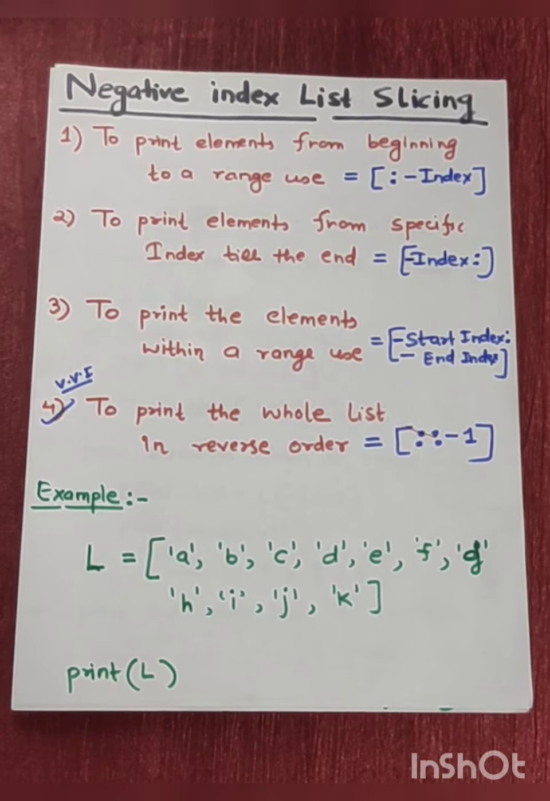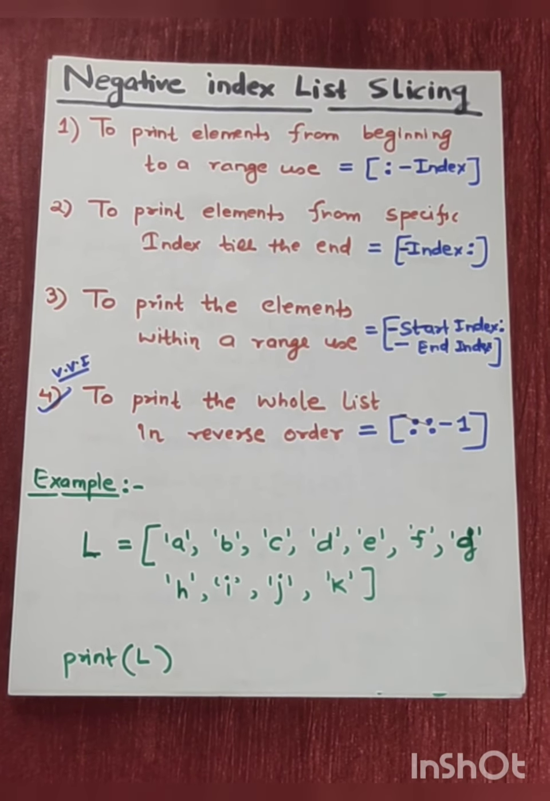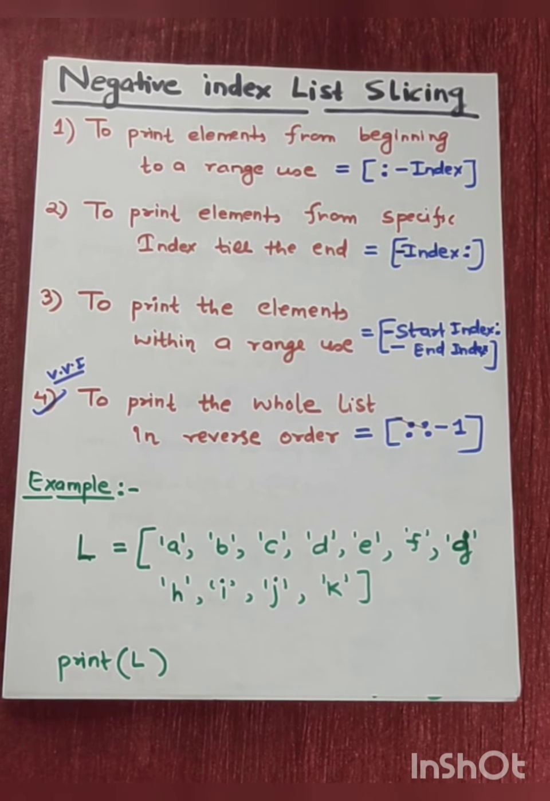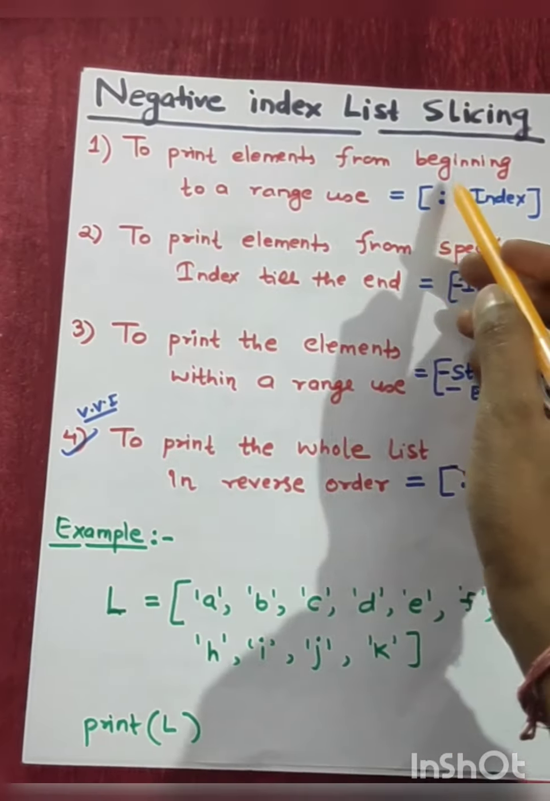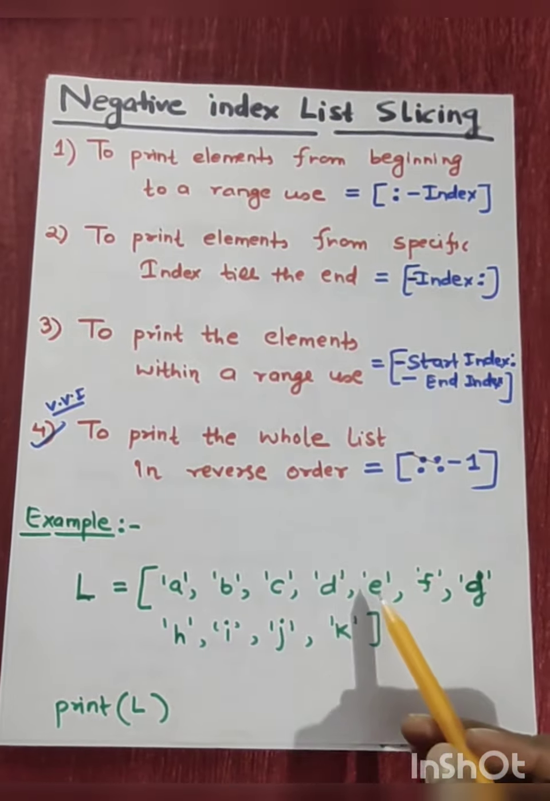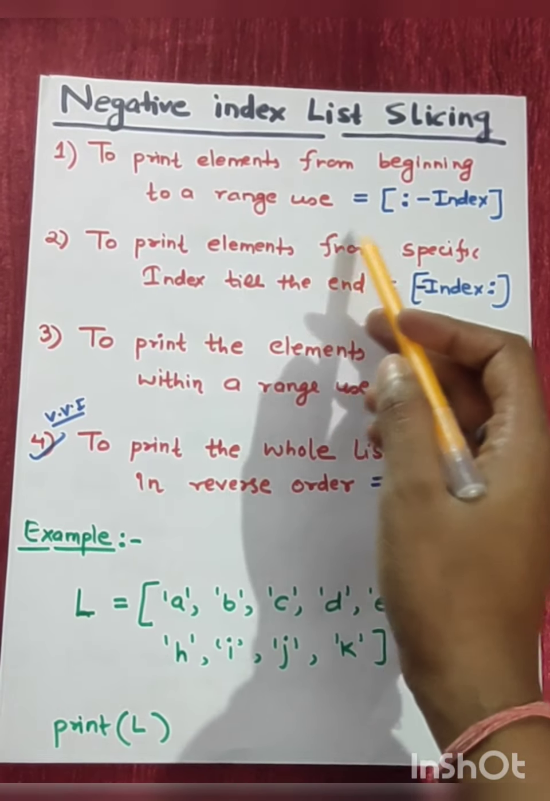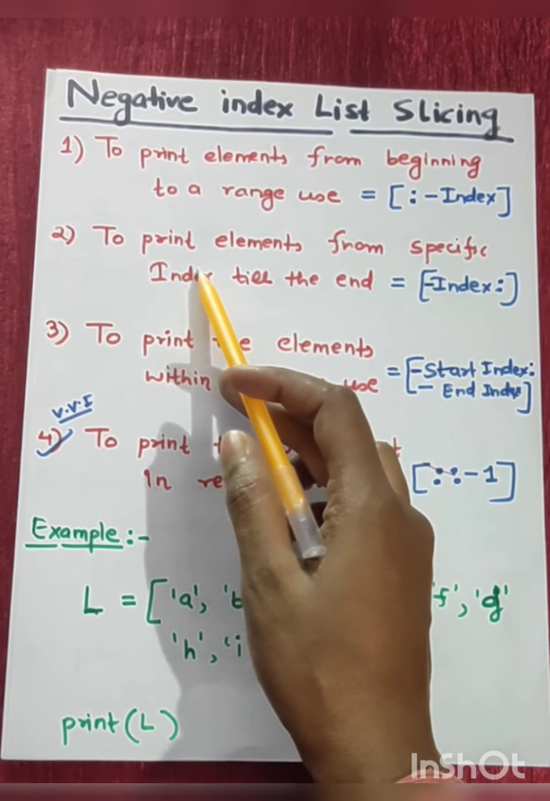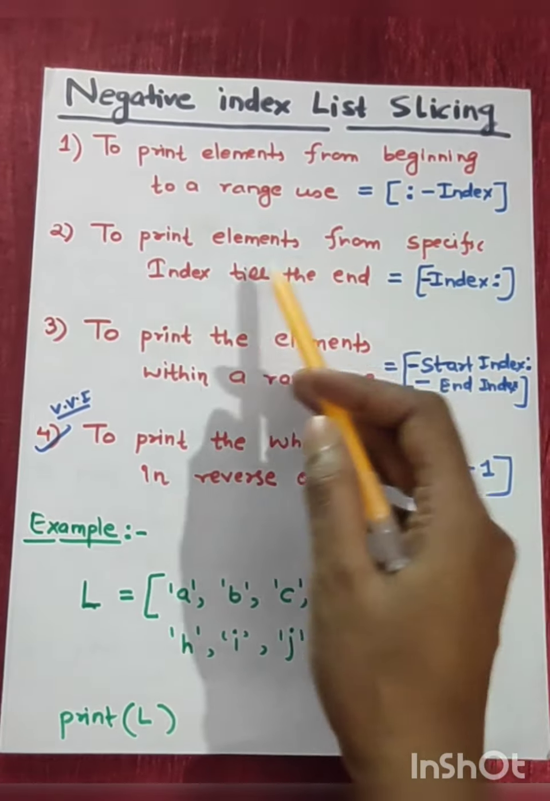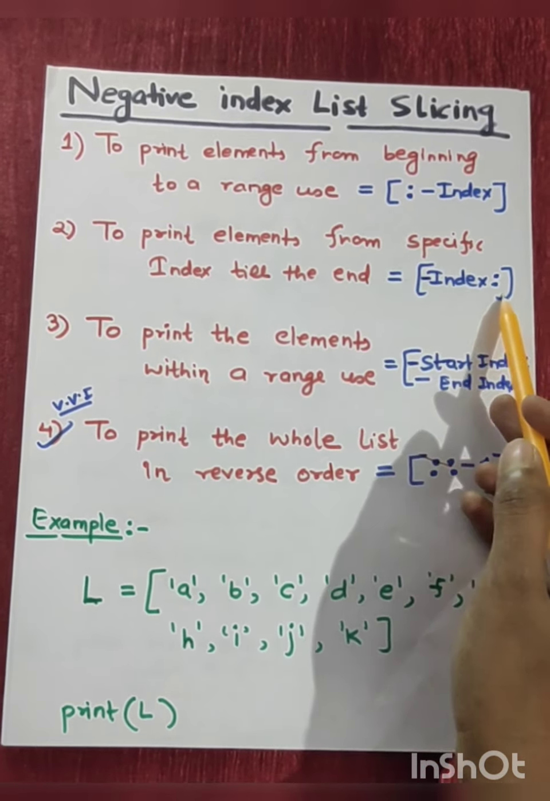So now I am going to start negative index list slicing. There are 4 different ways you can print your negative indexes using list slicing. The first one is to print elements from the beginning to a range. If you want to print the elements from the beginning to a specific range, then you can use colon minus index. The second one, if you want to print the elements from a specific index till the end, then you can use minus index colon.